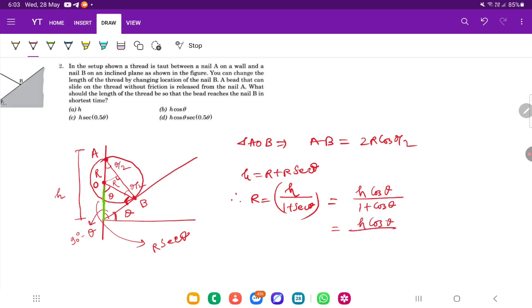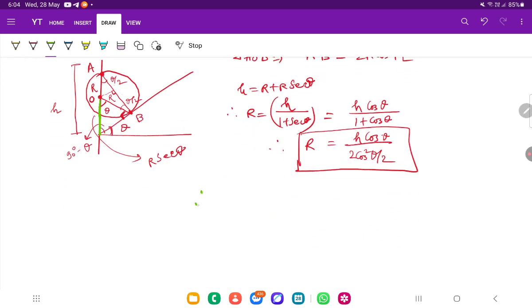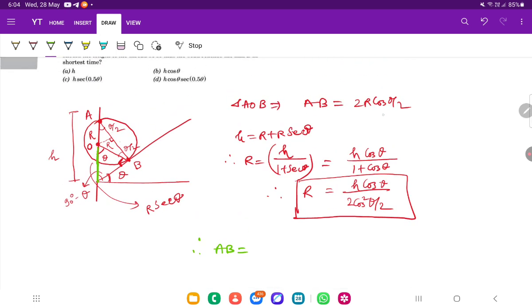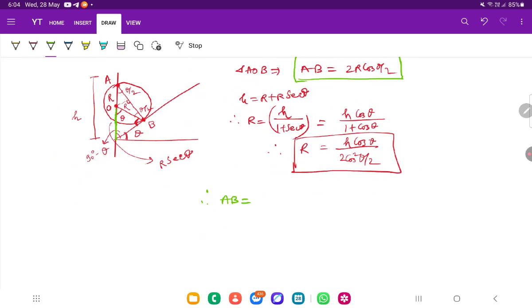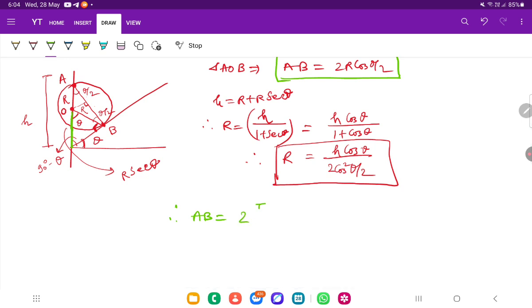Using trigonometry formulas, I am writing 1 plus cos theta as 2 cos square theta by 2. So let's keep it like this. This one is my R, and I am supposed to find AB. So AB will be, here it's 2R cos theta by 2. So 2 into, I'm putting the value of R, because R was my matter of concern, that for what R it will be the minimum. Cos theta by 2 was also constant, and 2 is a constant. So we are just supposed to find the value of R in the minimum possible case, minimum possible time, right?